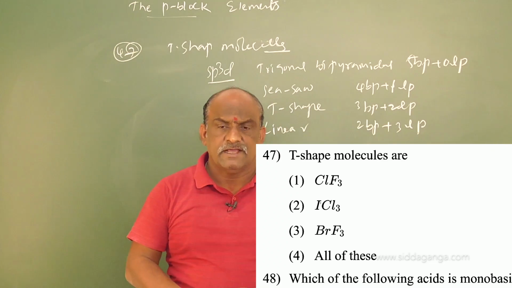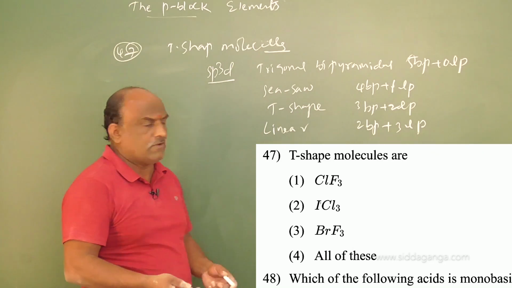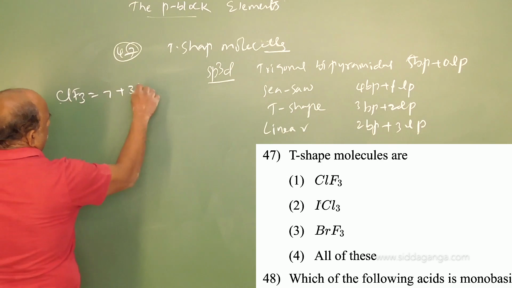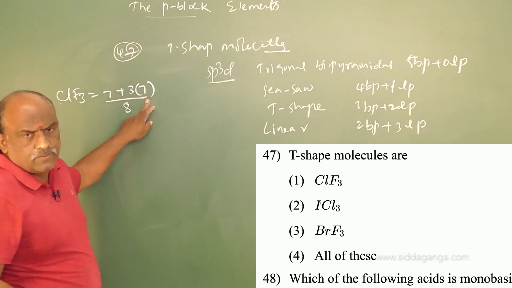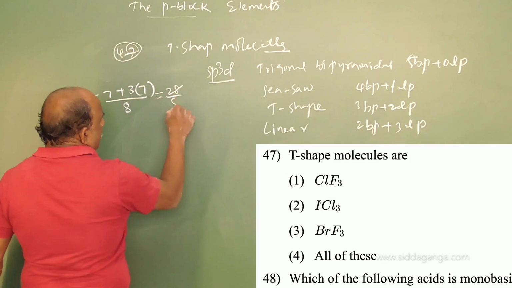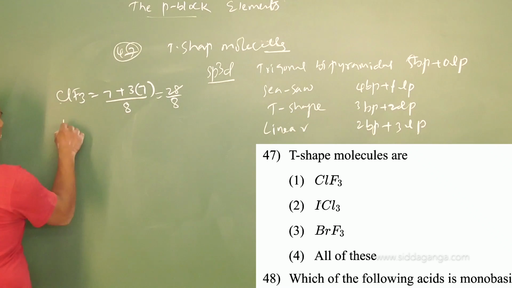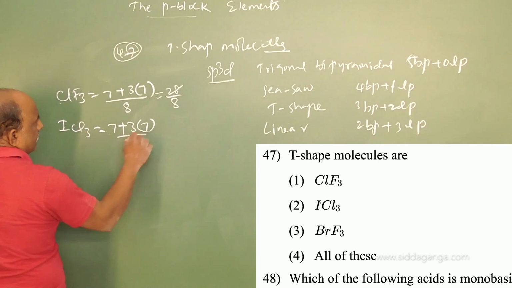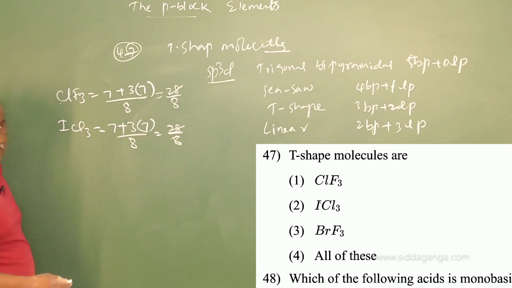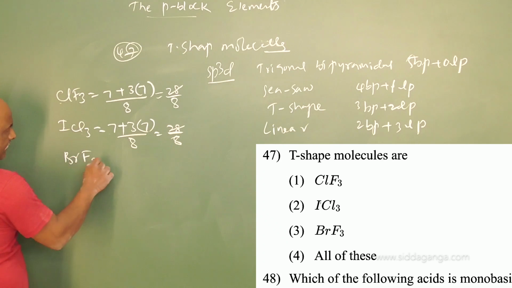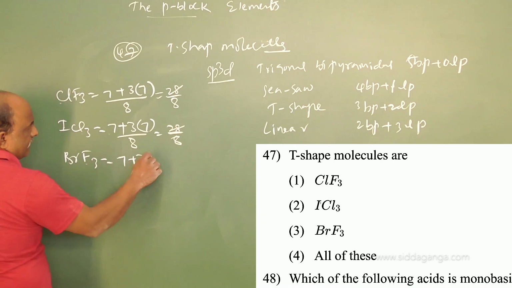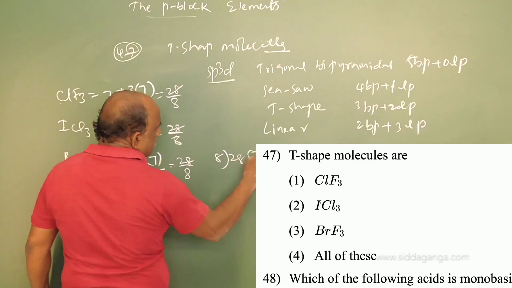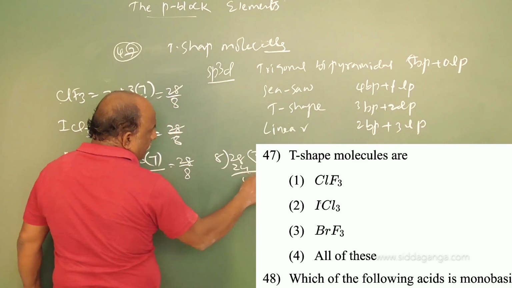So 3 examples are given. One is ClF3, second is ICl3, third is BrF3, and last is all of these. Option 1, ClF3: chlorine is 7th group, number of fluorine is 3, fluorine also 7th group, so total 28 by 8. Next ICl3: iodine is 17th group, and number of chlorine is 3, chlorine belongs to 7th group, here also 28 by 8. Next BrF3: bromine 7th group, number of fluorine is 3, and here also the same 28 by 8.